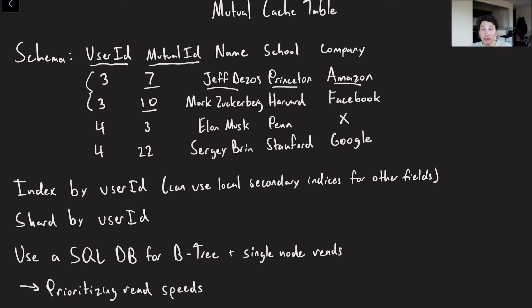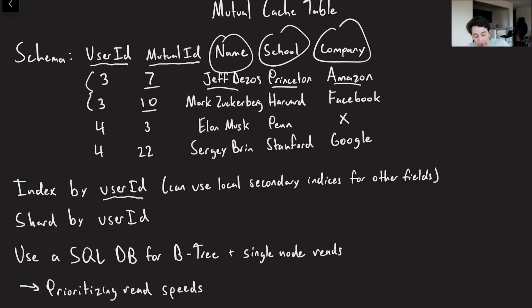In order to quickly find all of these for a given user, ideally we want to be indexed on our user ID. Another thing that we could do is, within that actual user ID index, we could come up with a couple of secondary indexes, particularly local ones, because global ones can get very expensive on writes. But we can do local secondary indices on things like the name, the school, and the company, so that we can quickly find those when we're querying for them, right?